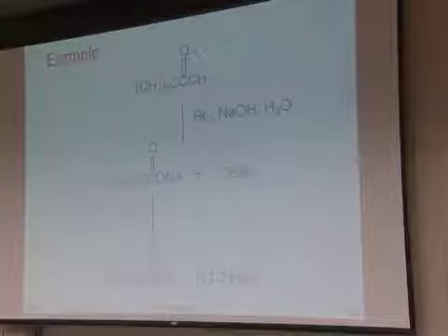So what do we have here? I'm going to give you an example, then we will go over the mechanism. Let's say I have this methyl ketone, and you are adding Br2, sodium hydroxide, and water. You are going to have CHBr3 plus the carboxylate. So the product of methyl ketone plus Br2, sodium hydroxide, and water is a carboxylate, not a carboxylic acid.